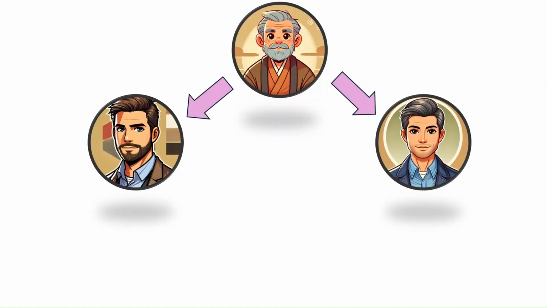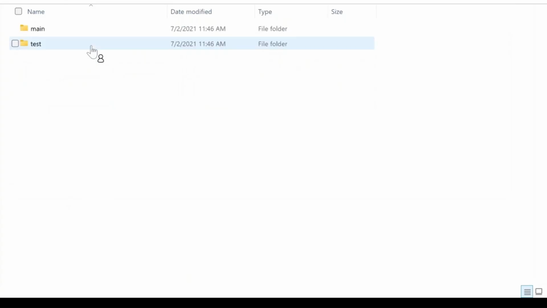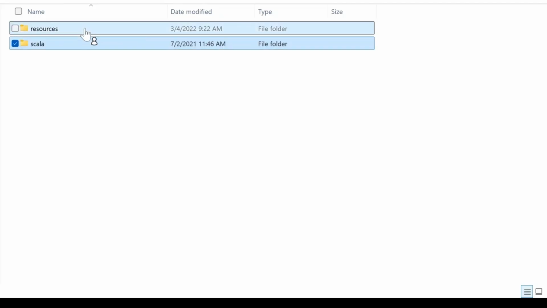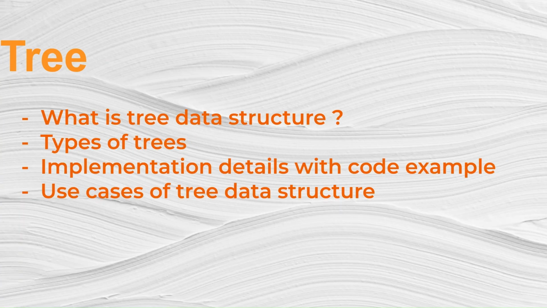Hello everyone. Have you ever wondered how your family tree, folder structures in your computer, or even AI decision making works? Well, they all rely on one fundamental data structure, trees. In this video, we will break down trees in the simplest way possible with real life examples and easy explanations.